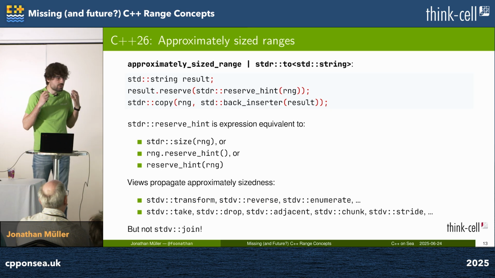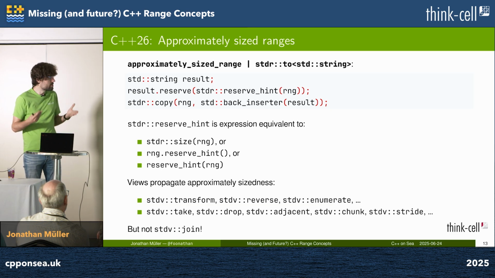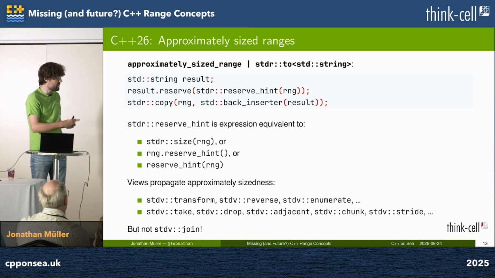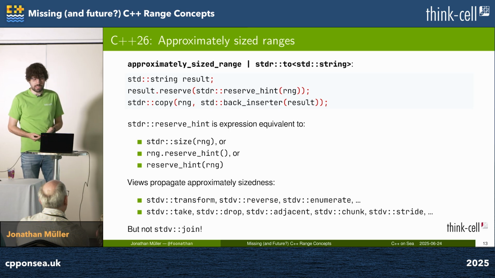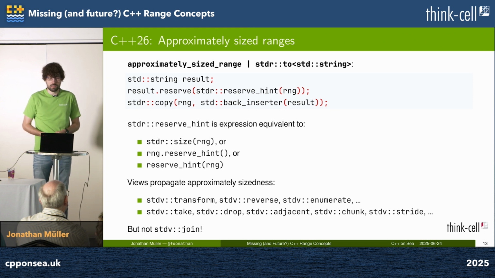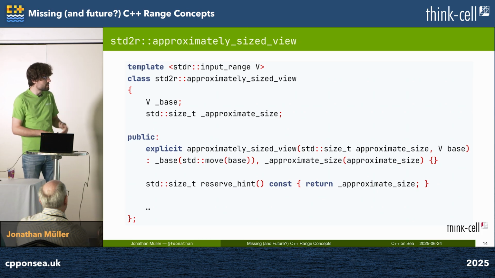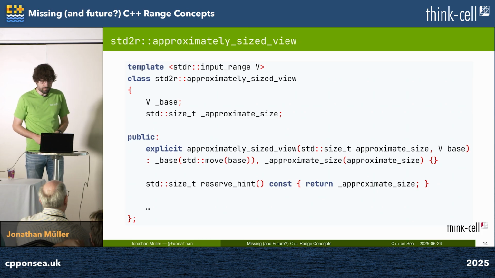But crucially, join doesn't do that. Because in general, join can't, right? There is no inherent relationship. But in our specific case, we know that we could propagate the approximate size. So we just need a facility to do that. So we could imagine a very simple wrapper that just wraps an input range and also stores an approximate size, and then we just use that as the reserve hint.